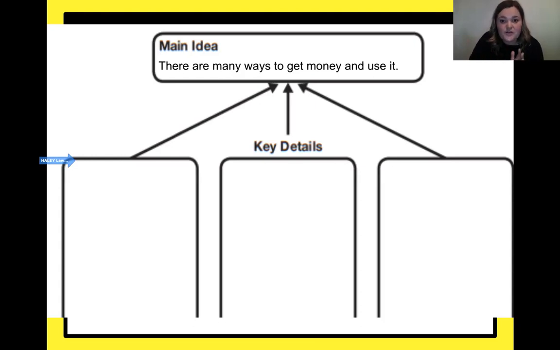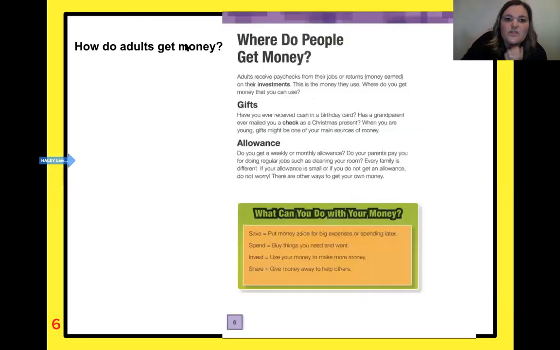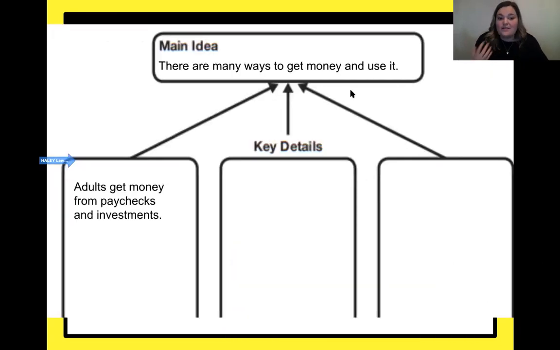So let's first focus on this part, getting money. How do people get it? Let's focus specifically on adults. It says adults receive paychecks from their job or returns on their investments. This is the money they use. So for adults, we just figured out they get their money from their paychecks from their jobs and investments. Now, we're going to go ahead and move on to the next key detail.